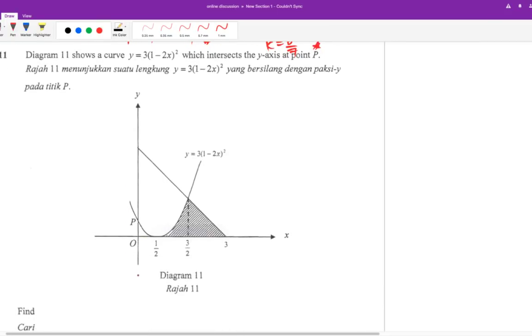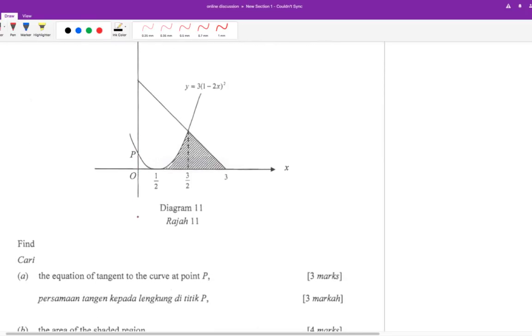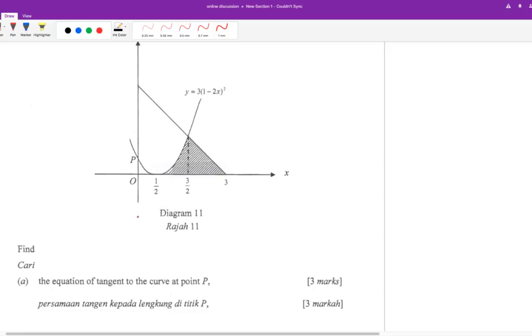Okay, for this one, integration. Diagram 11 shows the curve which intersects the y-axis at a point P. So you can see it intersects the y-axis at a point P. The question asks you to find the equation of the tangent to the curve at point P. So I will need to find the coordinate P first.